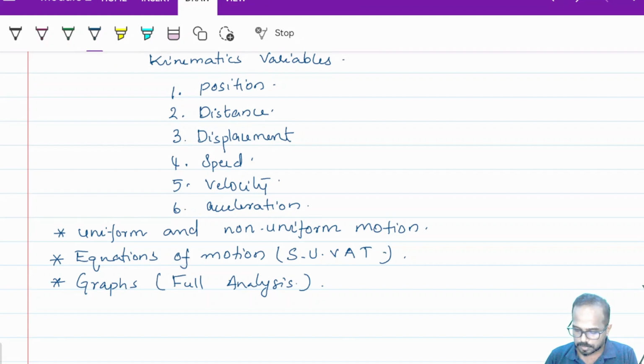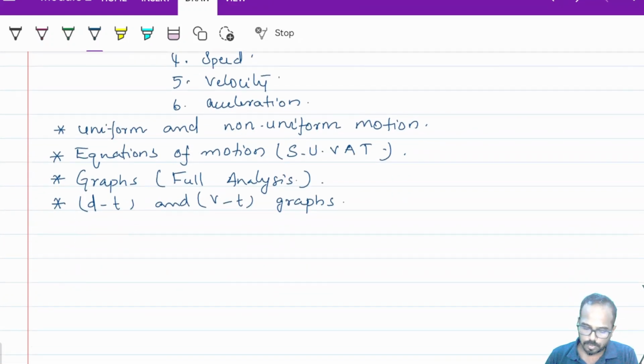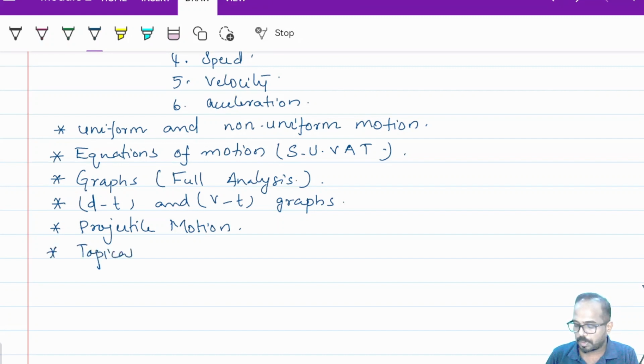After this, I will give you a general idea about graph interpretation. Then we will apply those concepts to study the displacement-time graph and the velocity-time graph. Okay. Then finally, we will do projectile motion. Then topical past paper questions.